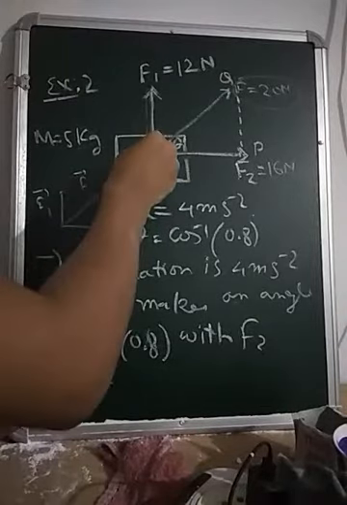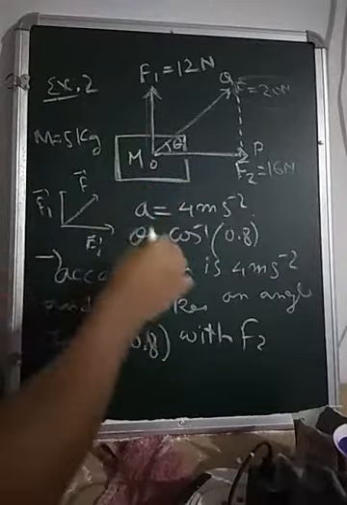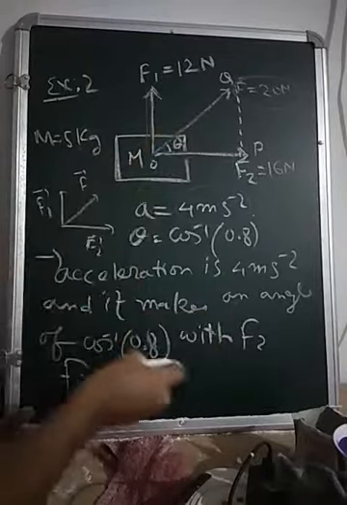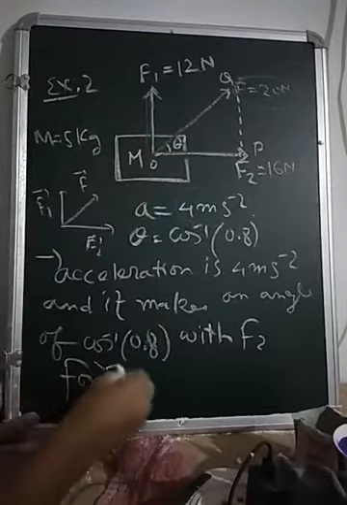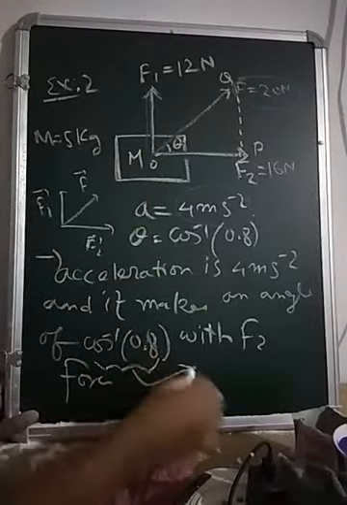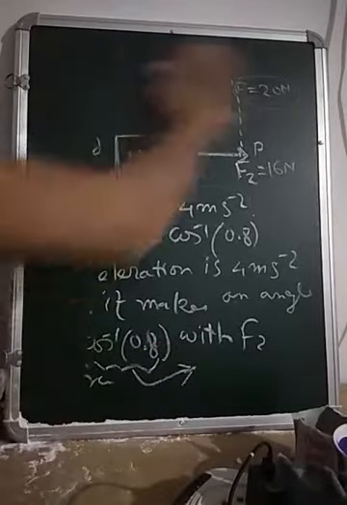The magnitude of acceleration is 4 meter per second square, and this acceleration makes an angle of cos inverse 0.8 with the F2 force. And for cos inverse 0.8, you can easily calculate the angle using a scientific calculator. So this is how we calculate the magnitude and direction for a force.